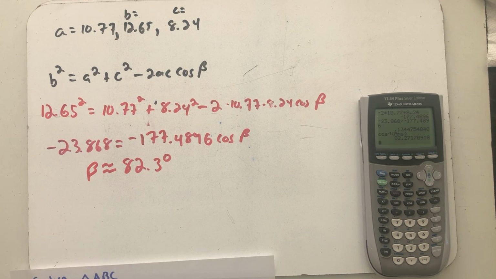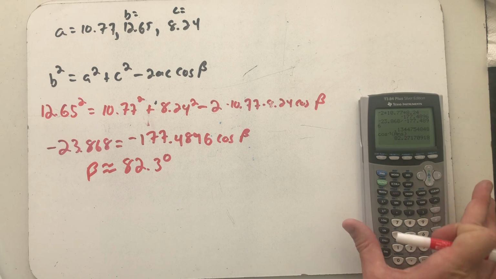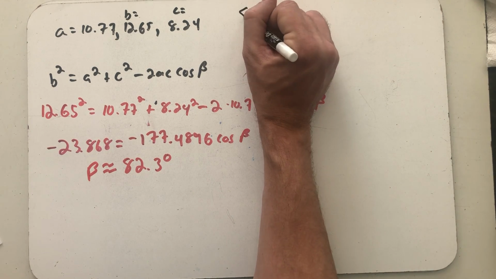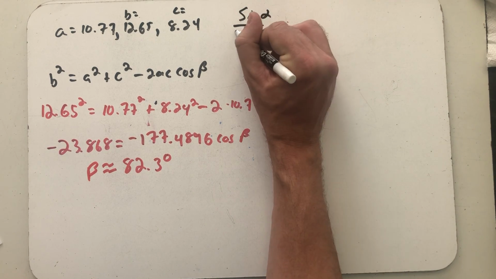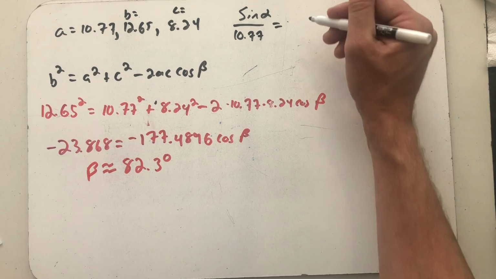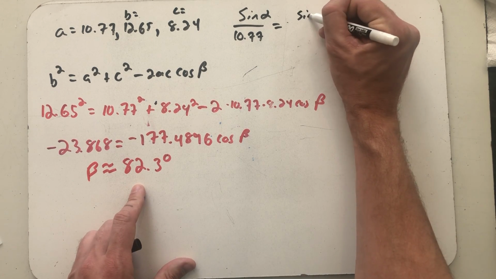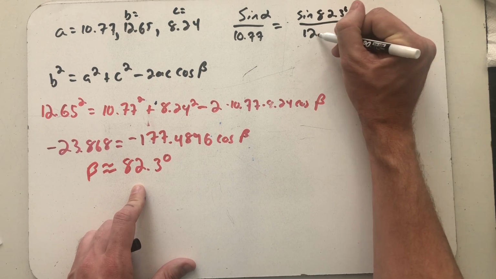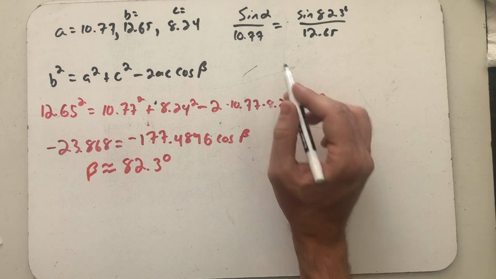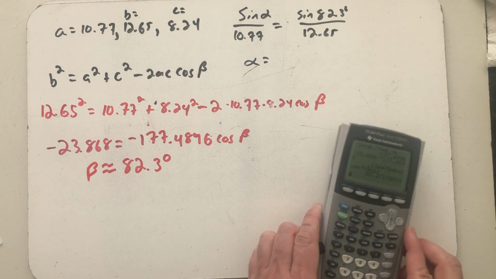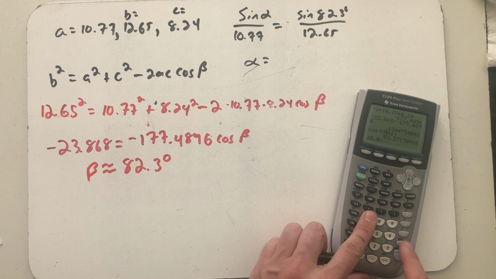Well, I found the largest angle in the triangle. It doesn't matter which one I find next. I'm going to choose to find alpha, and I'm going to use the law of sines. Sine of alpha divided by 10.77 is equal to sine of beta, so sine of 82.3 degrees over what b is, 12.65. All right, well, let's go on and write down what alpha is. And then finding gamma is going to be the easiest part.